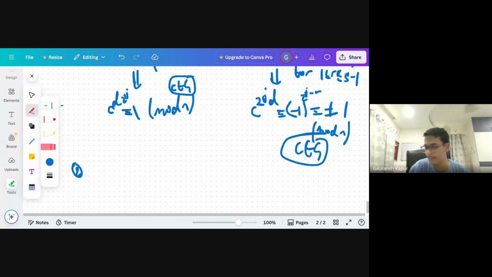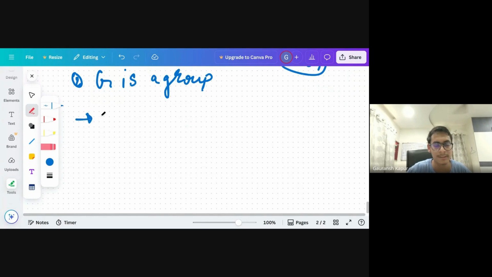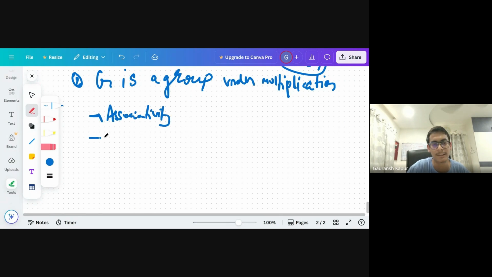And the second claim is that this set G is in fact a group. Fine, I'll verify that. The first one is identity: one is there in G. No, not associativity first. If a, b are in G, then G is a group under multiplication. Associativity is easy to check. The multiplication we're doing is just in integers, so associativity follows. And the identity is 1.